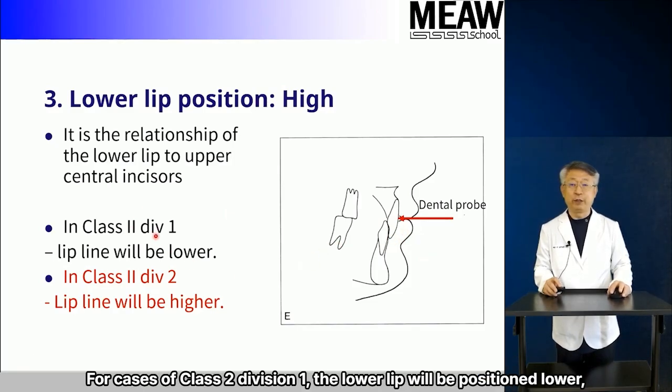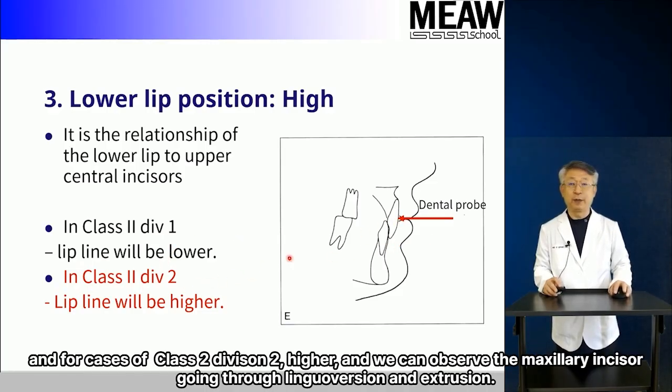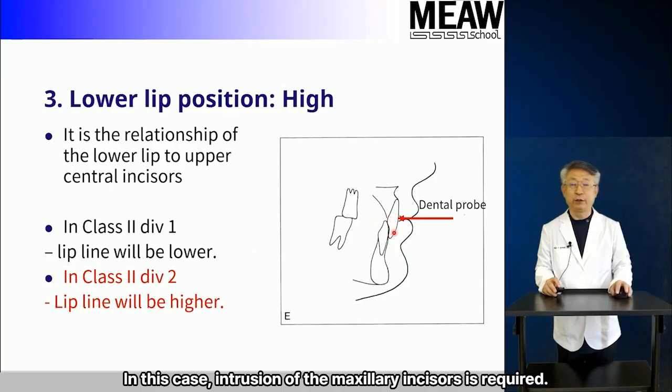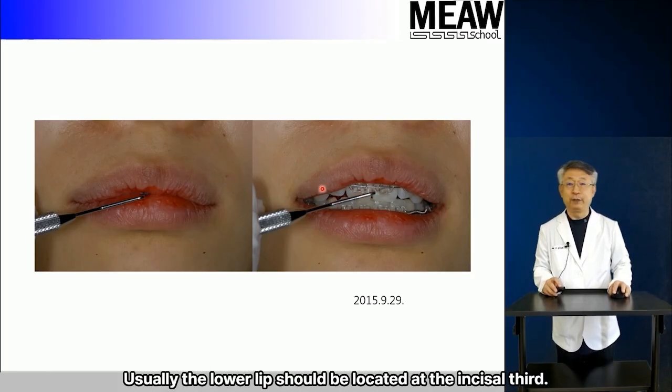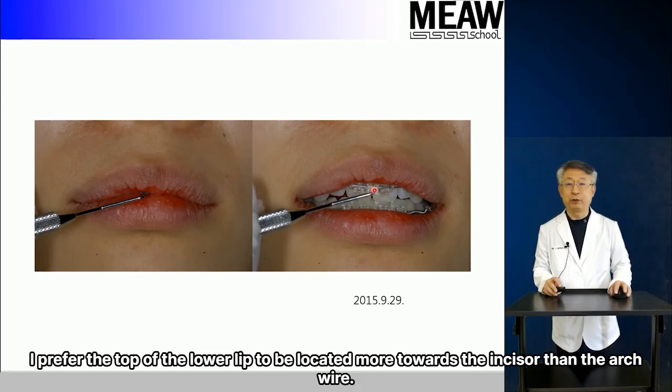For cases of Class II Division I, the lower lip will be positioned lower, and for cases of Class II Division II, higher, and we can observe the maxillary incisor going through linguoversion and extrusion. In this case, intrusion of the maxillary incisors is required. As such, I check the relationship between the lower lip and the maxillary central incisor. Usually the lower lip should be located at the incisal third. I prefer the top of the lower lip to be located more towards the incisor than the archwire.